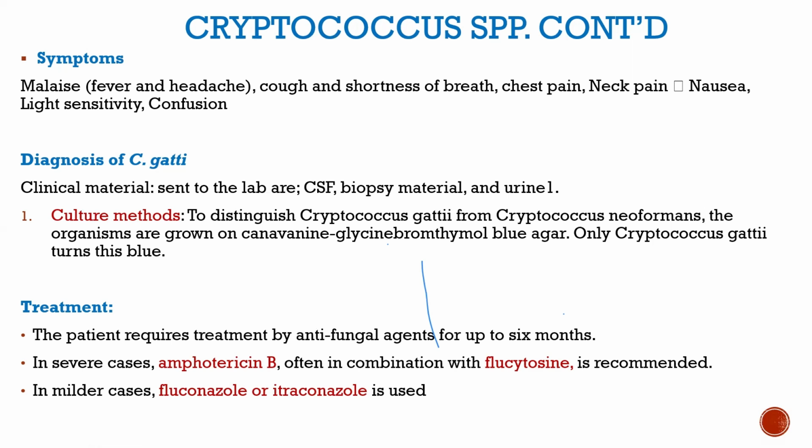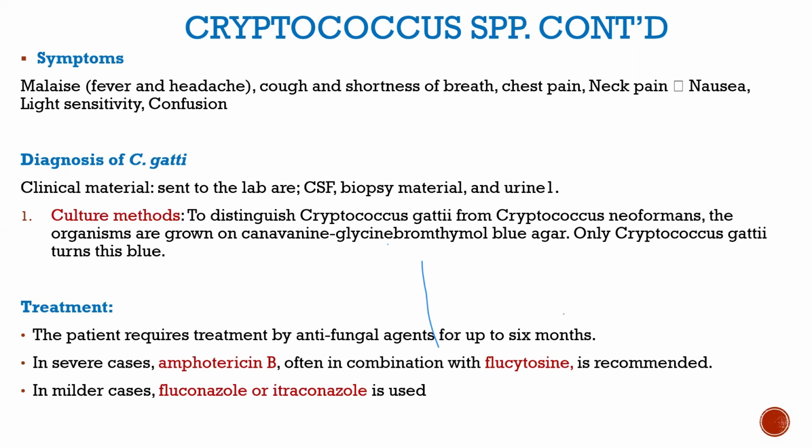So neoformans cannot turn this culture media blue. Okay, it's only Cryptococcus gattii that can do that. So it's basically this culture method that can be used in distinguishing Cryptococcus gattii from Cryptococcus neoformans, or you can do PCR, which is polymerase chain reaction again.